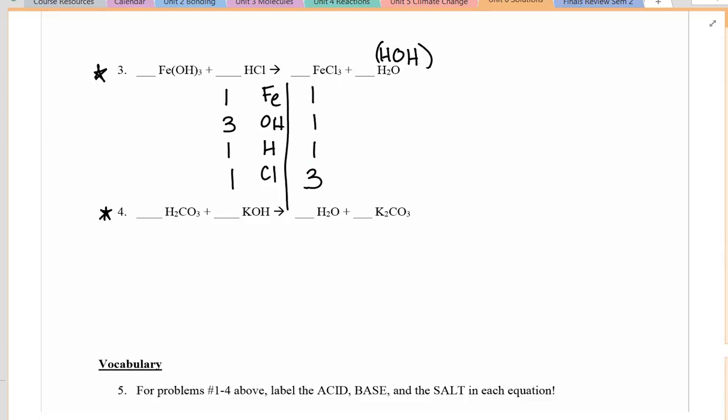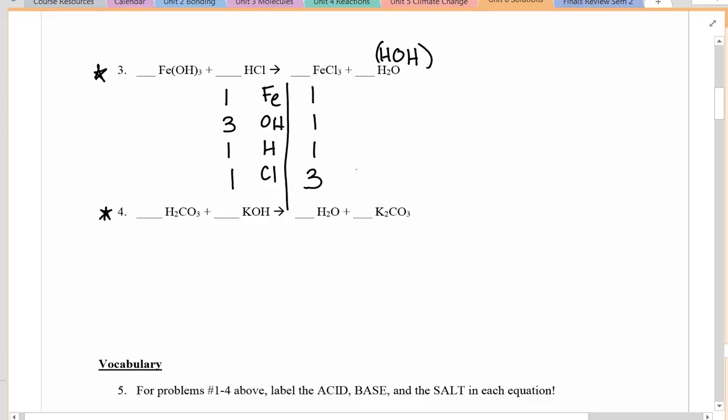So it looks like my chlorines are not balanced, so let's start there. So I'm going to put a 3 out here in front of my HCl. That's going to give me 3 hydrogens and 3 chlorines. Notice when I'm balancing, I can only change the coefficient. I can't come along and say, oh, I'm going to put a 3 right here, because this would change what the molecule is. Sorry, I can't change the subscript, only the coefficient.